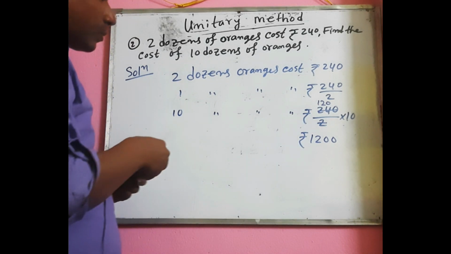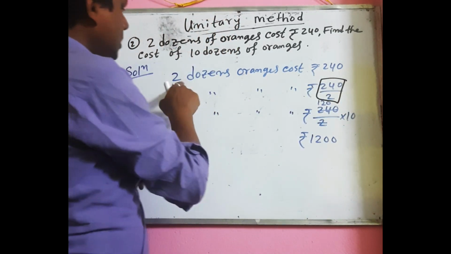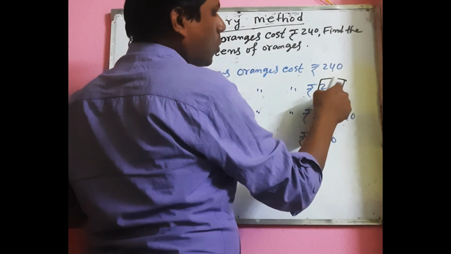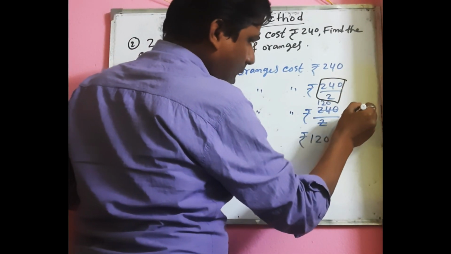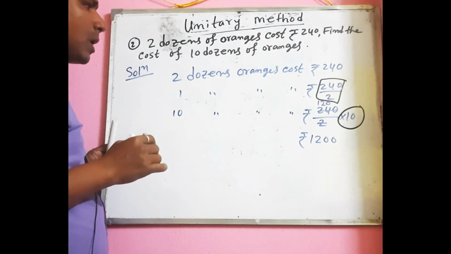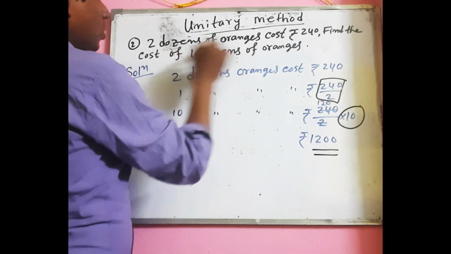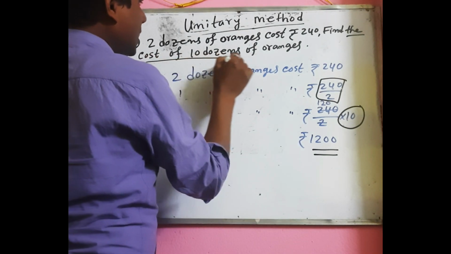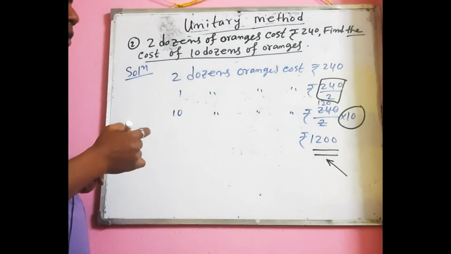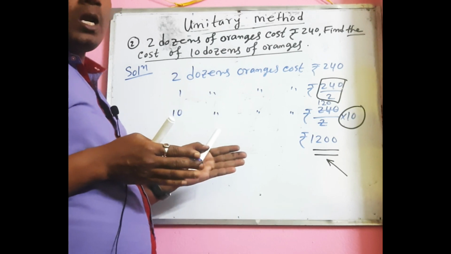Now here also this is the unit, that is 1 dozen. The cost of 1 dozen oranges is 240 divided by 2, and now multiplying with the desired or required or targeted number, we get the required result, that is the cost of 10 dozen oranges. So the cost of 10 dozen oranges is 1200 rupees. So this is the completion of the second example.